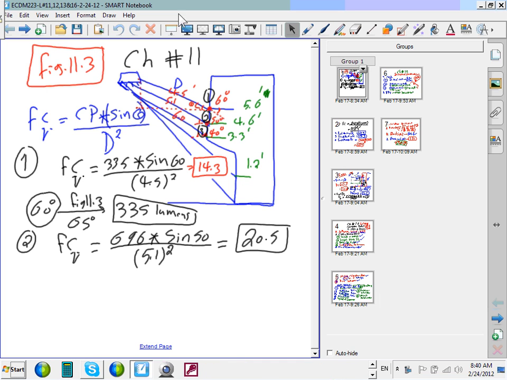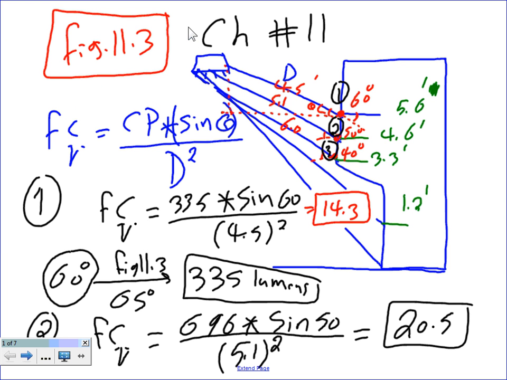Okay. Tom, my friend, can you do me a favor? Grab the book and go to chapter 11. There's one lighting calculation problem left. Only one. This chapter, guys, talks about vertical calculation.